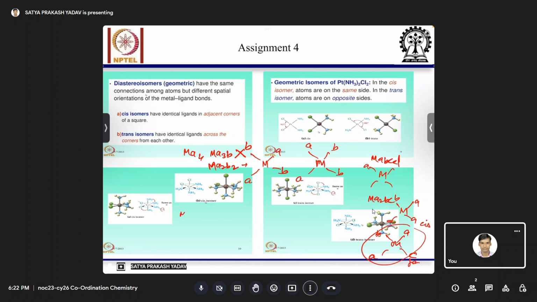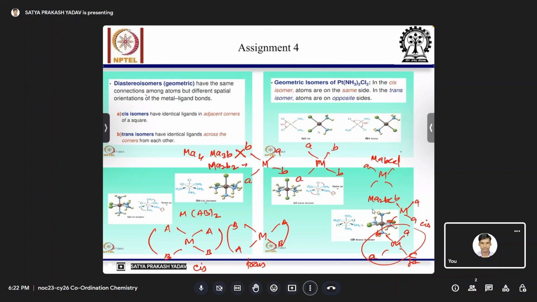Then we have this MAB2 type. So we can see what is the possibility here. They have A, B, A, B. So this is cis. Another one is trans. We have A, B, A, B. So this is your trans and this is your cis. Okay. So this is all about the geometrical isomers in octahedral.